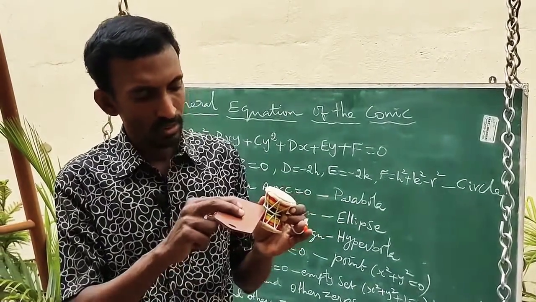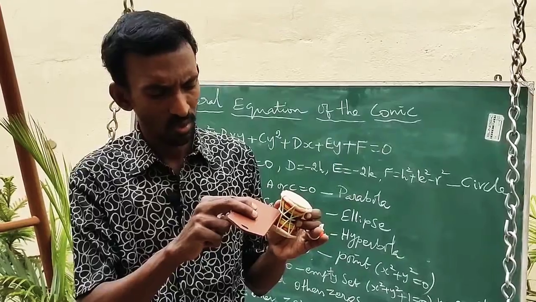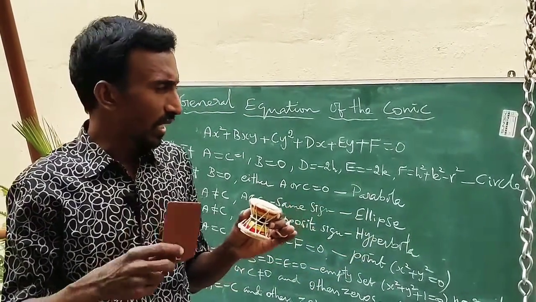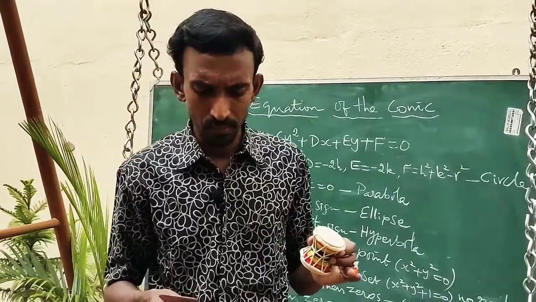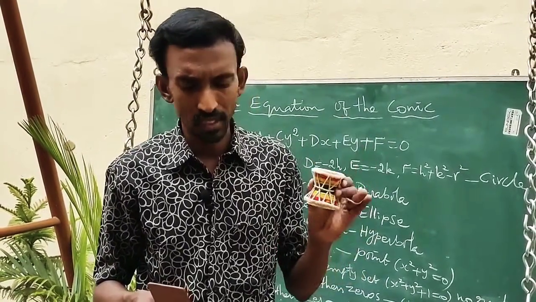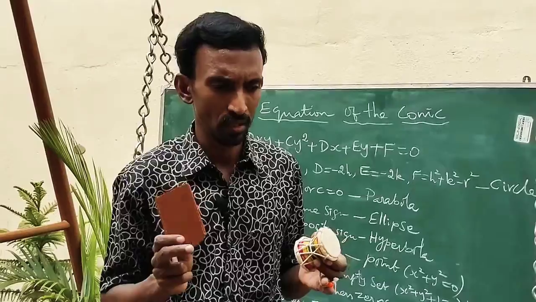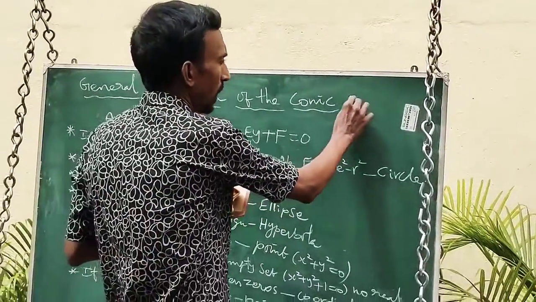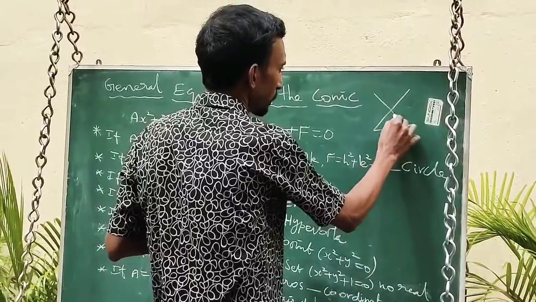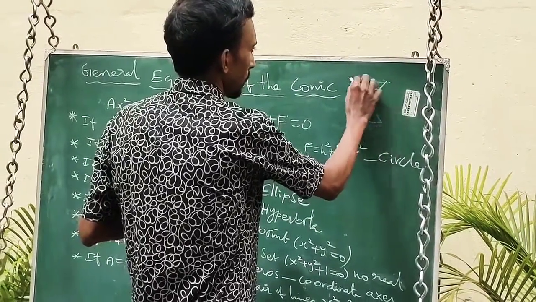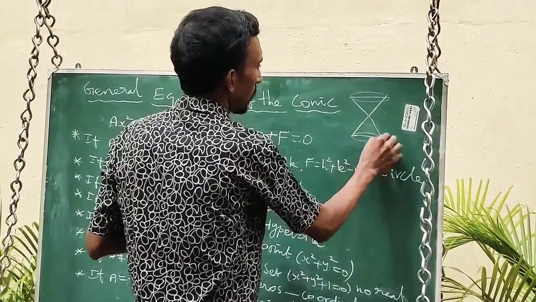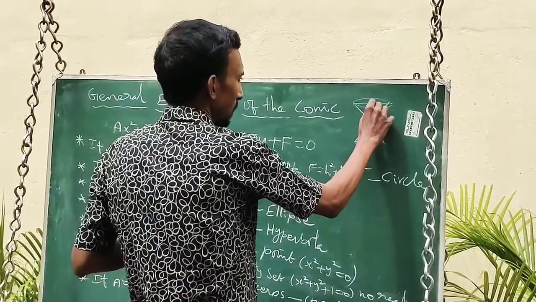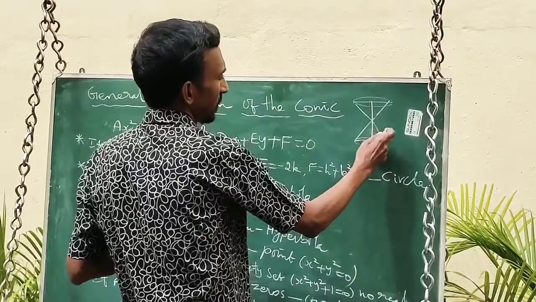Both the ends are meeting at a vertex. So we get the different conic sections from the intersection of this double napped cone and a plane. Think of the double napped cone. Both the bases are circles. This is the vertex, and this line is called the axis.